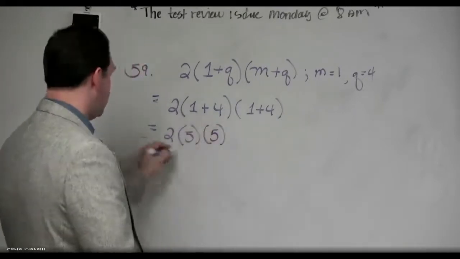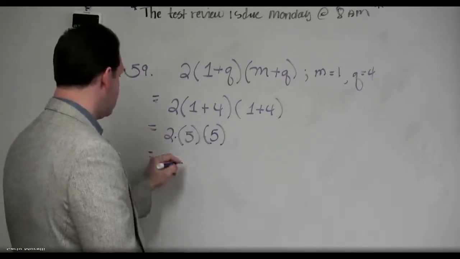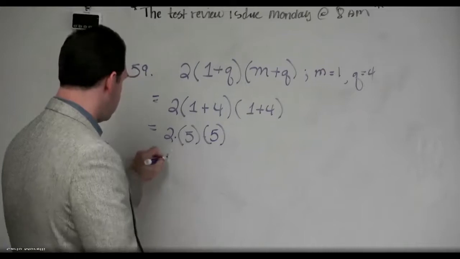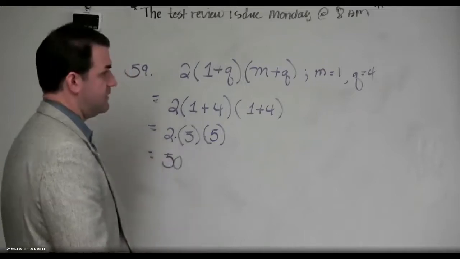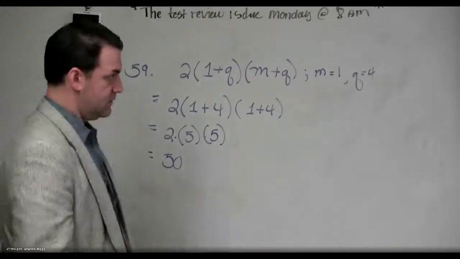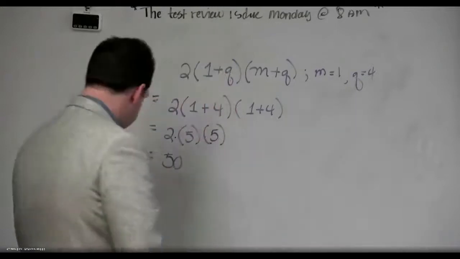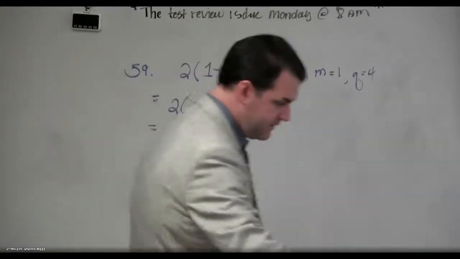Okay, so all these are just multiplied, so order doesn't matter. 2 times 5 is 10. 10 times 5 is 50. So this evaluates out to 50. And we're flying through these. These are easy.